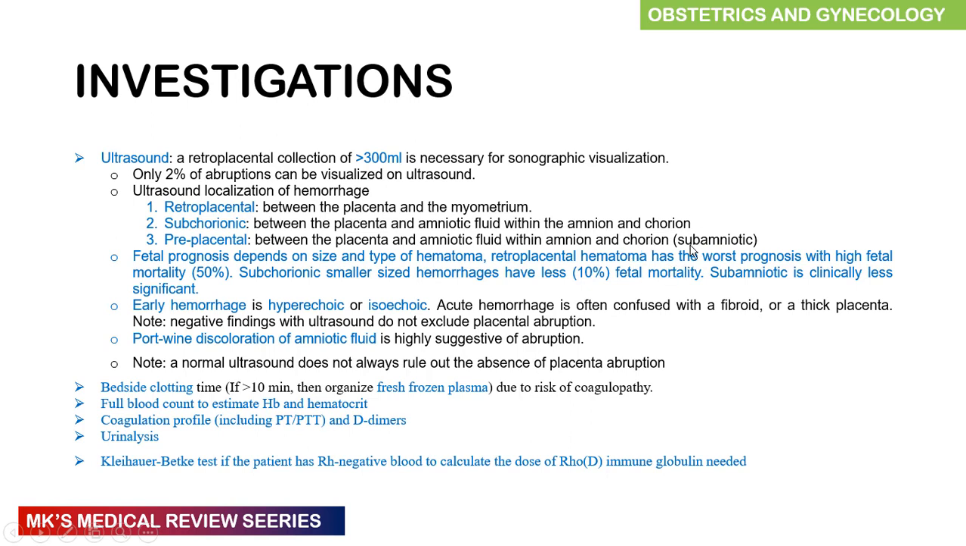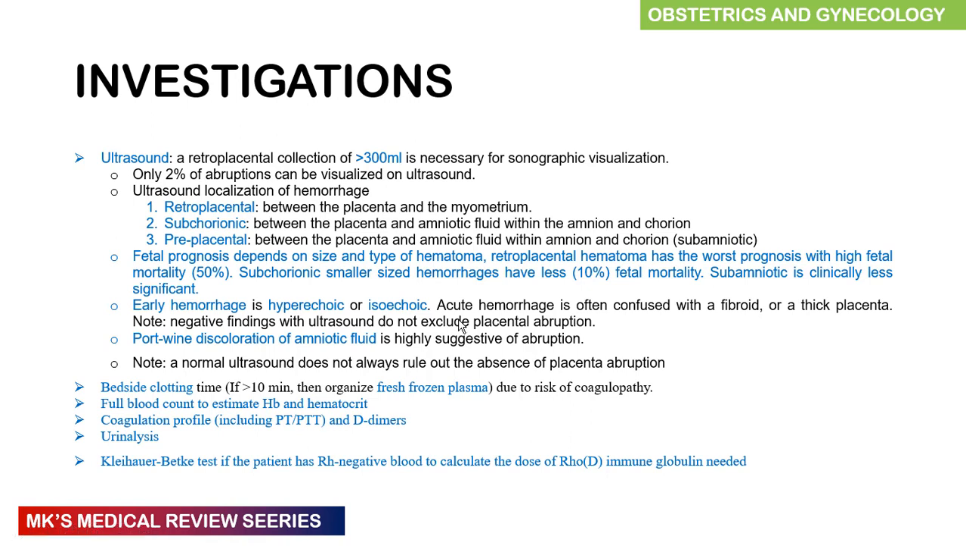And of course, the fetal prognosis depends on certain factors. It's going to depend on the size and the type of the hematoma. Remember that the retroplacental carries the worst prognosis because it has the highest fetal mortality rates. The subchorionic usually are small-sized, with less than 10%. The subamniotic are clinically less significant. Early hemorrhage is going to be hyperechoic or isoechoic, and that's how it's going to look on ultrasound. I'll show you a picture in the next slide.